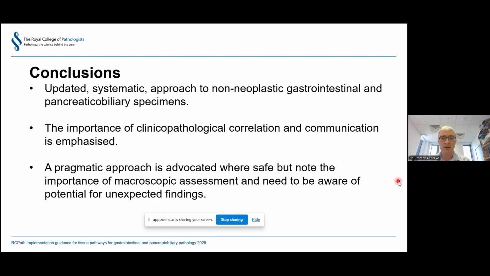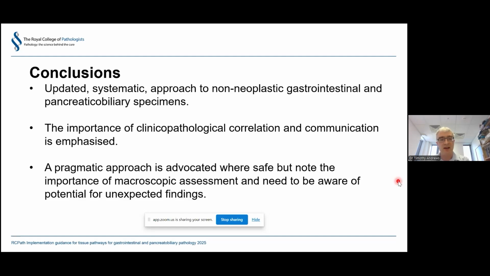So, in conclusion, this dataset provides an updated, systematic approach to non-neoplastic gastrointestinal and pancreatobiliary specimens. The importance of clinicopathological correlation and communication is emphasised, making sure that the information being conveyed back to the clinicians is relevant for patient management.